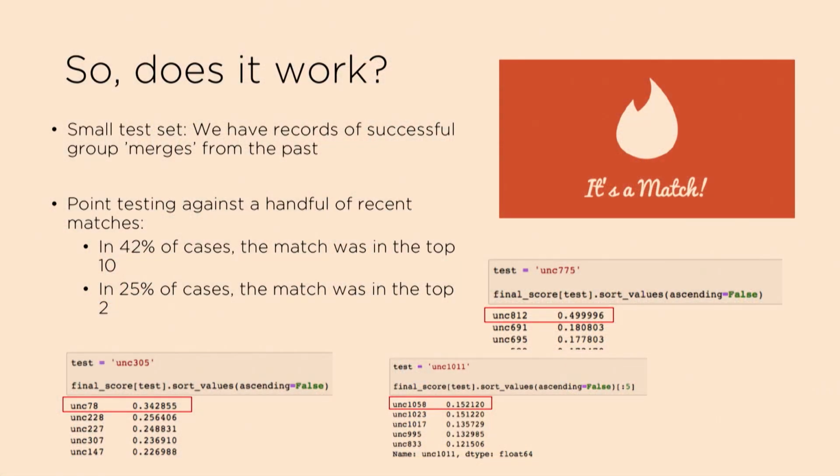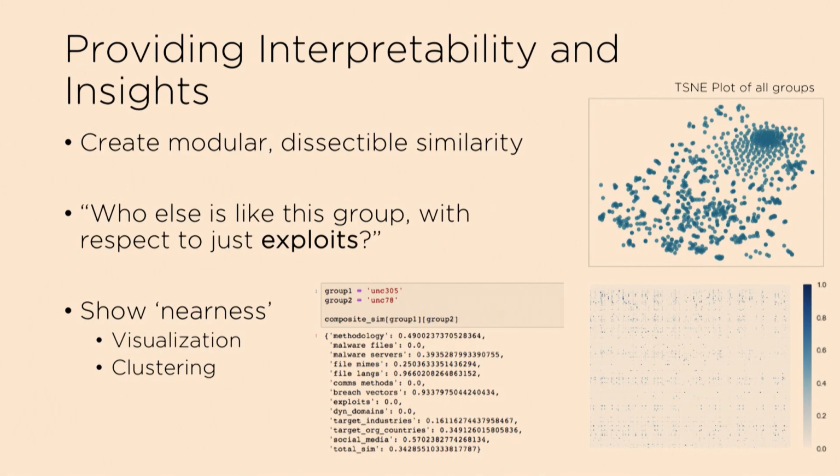One of the frustrations here is, for these other groups, we don't necessarily know that UNC 1023 isn't related to UNC 1011. We haven't done that analysis. So we don't have the negative cases here, and so we lack labeled data. We have some labeled data, but we don't have a lot. So this was great to see, but we wanted to build a better labeled data set, and I'll go into that. The other thing we wanted to do was provide interpretability and insights.